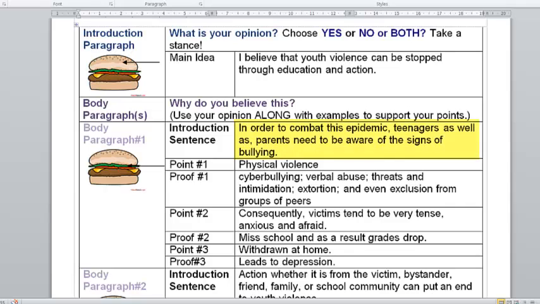Introductory sentence: In order to combat this epidemic, teenagers as well as parents need to be aware of the signs of bullying. Point 1: Physical violence. Proof 1: Cyberbullying, verbal abuse, threats and intimidation, extortion, and even exclusion from groups of peers. Point 2: Consequently, victims tend to be very tense, anxious, and afraid. Proof 2: Miss school and as a result the grades drop. Point 3: Withdrawn at home. And proof 3 leads to depression.